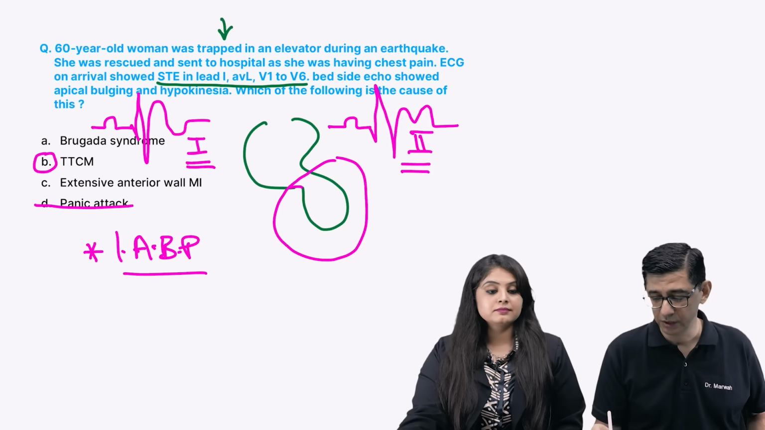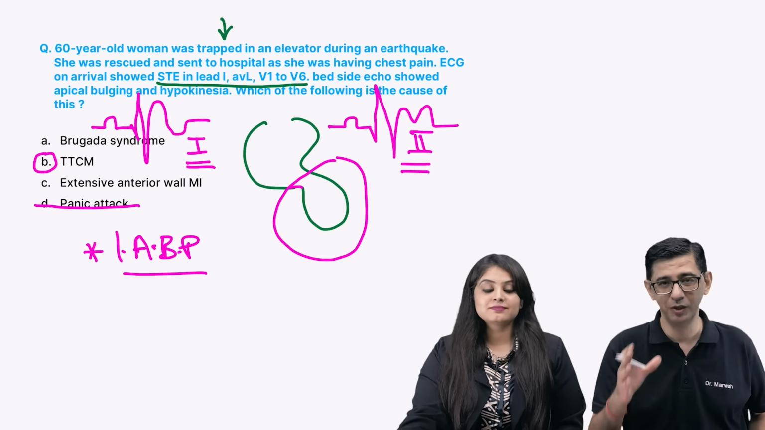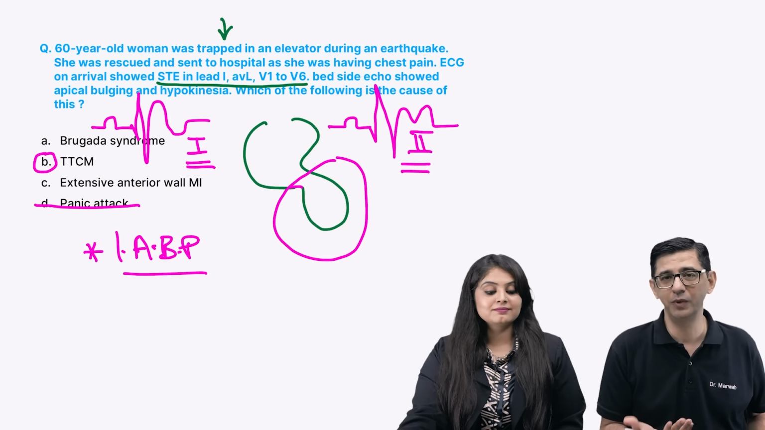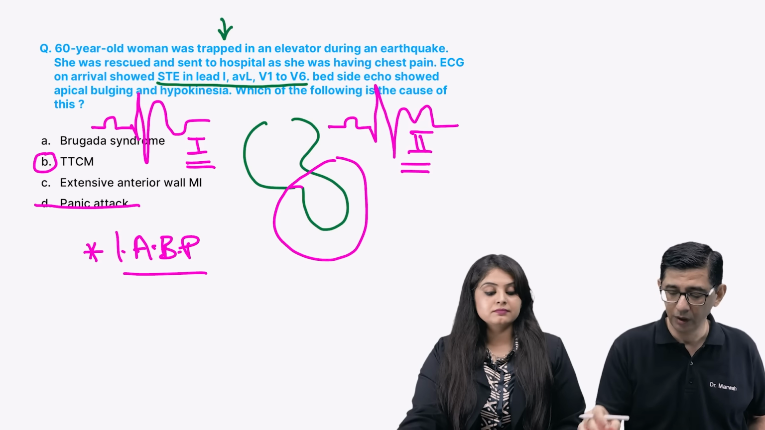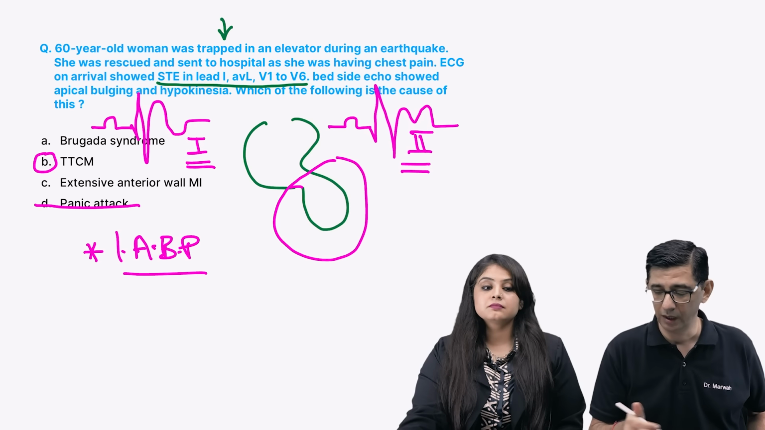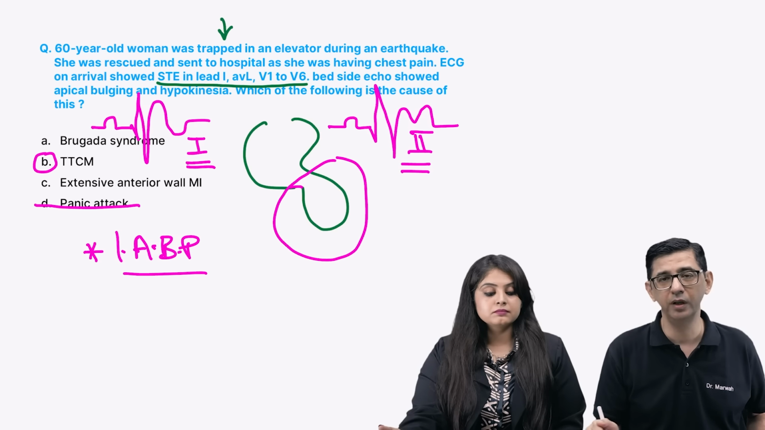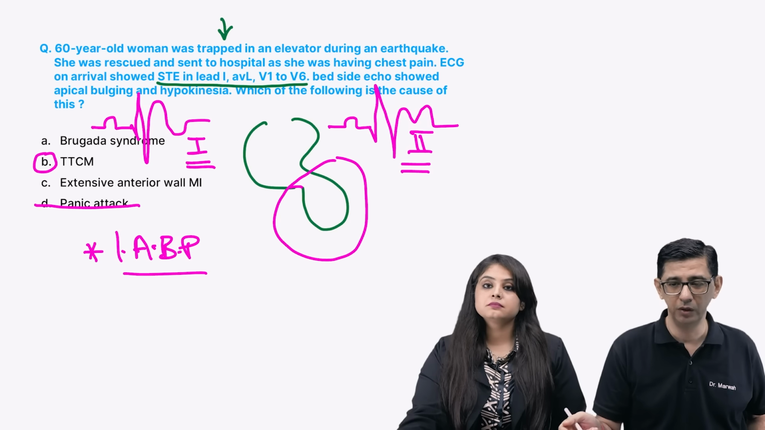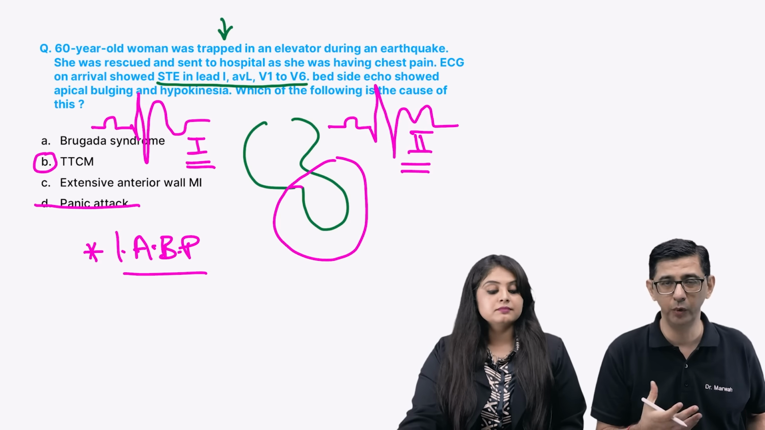Well, this is not a presentation of a panic attack. I mean, this is too aggressive to be compared with something like a panic attack. So you would have ruled out option number D right away. And wrong, I would not say it wrong, but in a rush to answer, the confounding term ST elevation in lead aVL and V1 to V6 can result in a person answering this as extensive anterior wall MI as well. But then the echocardiography finding gives justification to our diagnosis in this case as broken heart syndrome.